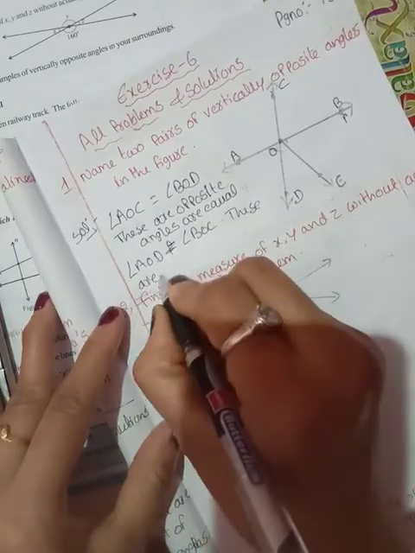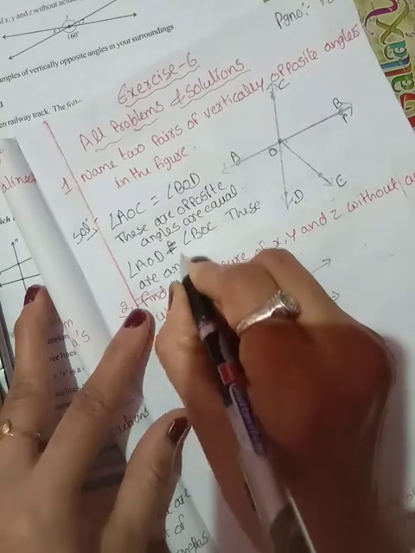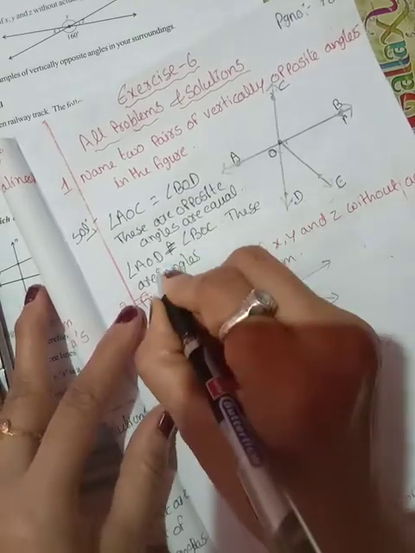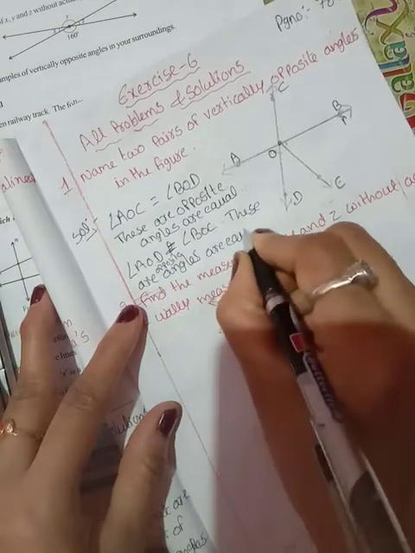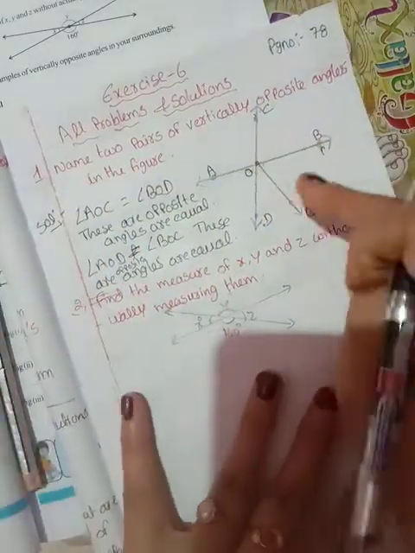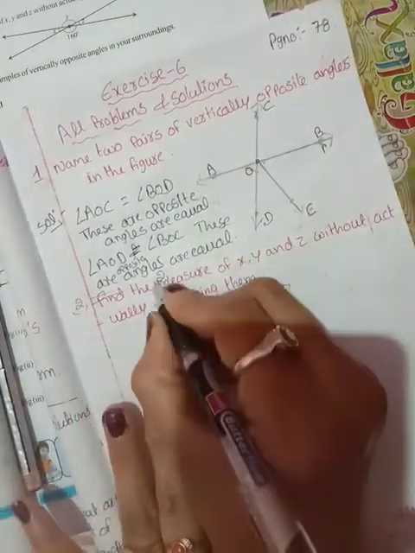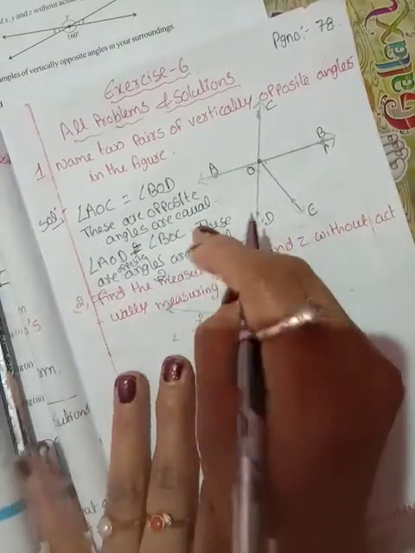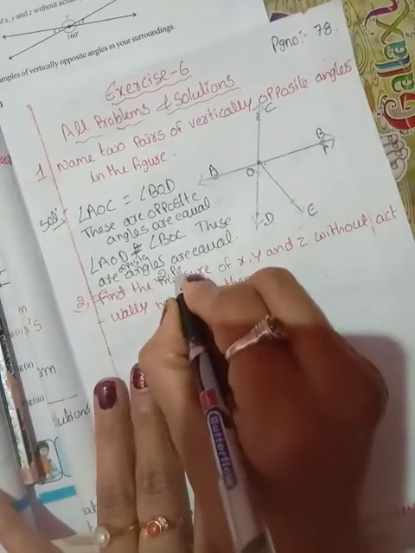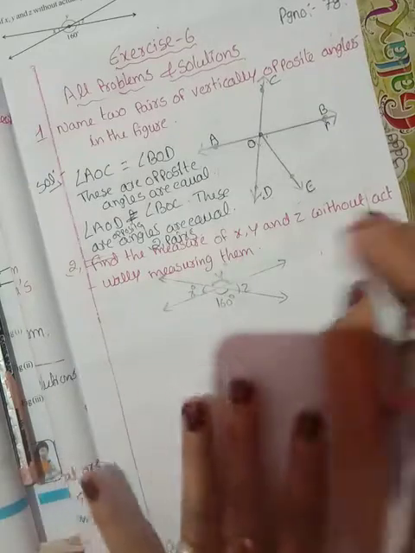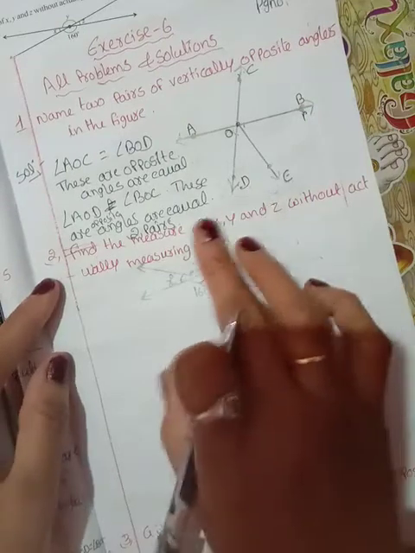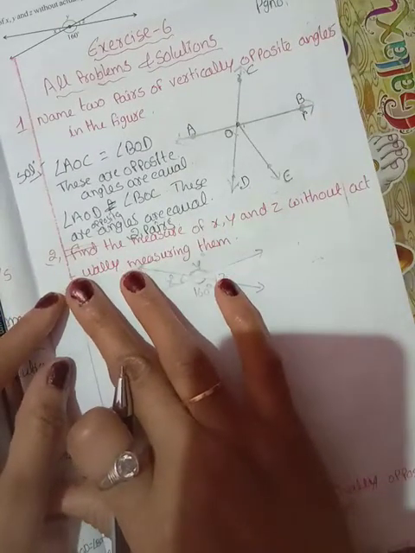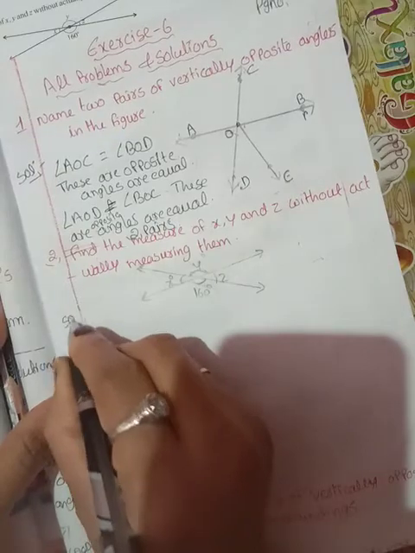Opposite angles are equal, you can write that. Two pairs of opposite angles are equal. How many pairs of vertically opposite angles are in the figure? Two pairs. Two pairs of vertically opposite angles are formed here. This solution is over. Did you understand? Yes. I go to the next solution.